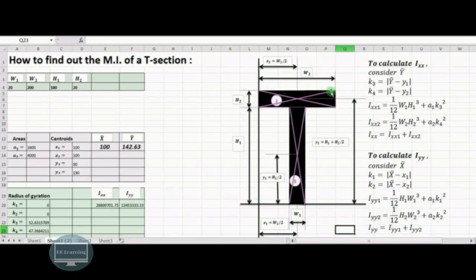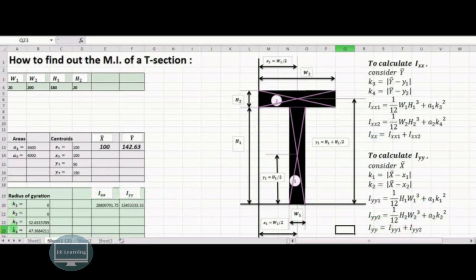again Iyy2, that is the moment of inertia of this particular rectangle about the y-axis using, what we can say, the parallel axis theorem. So it is 1 by 12 H2 W2 cube plus A2 K2 square, and the summation of these two values will give you the value of Iyy. So Ixx and Iyy we have calculated over here.